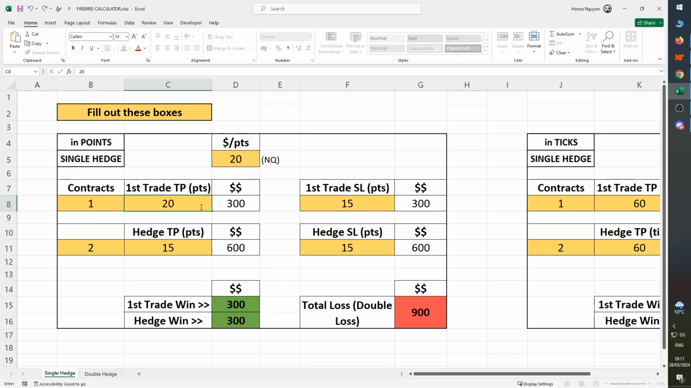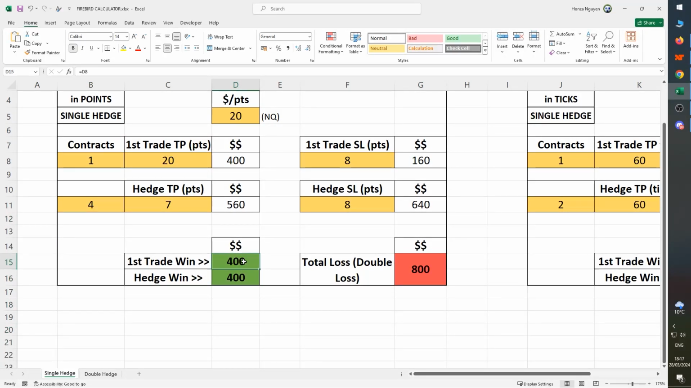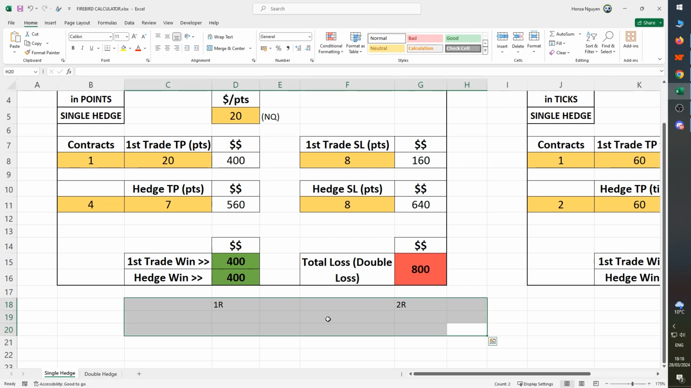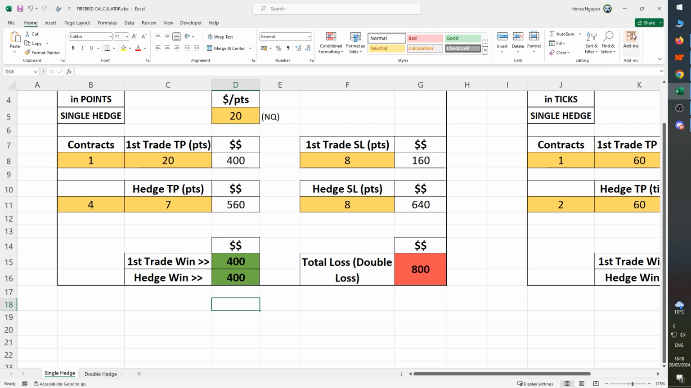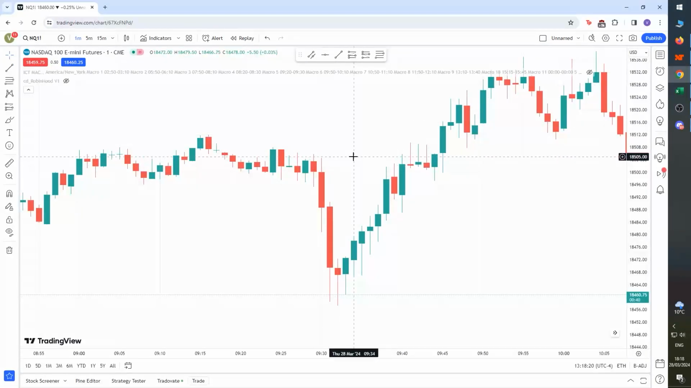My setting is 20 points take profit, 8 points stop loss, 8 points stop loss on the hedge, and 7 points take profit for the hedge contract. So what this means is my first trade and my hedge win is half of the losses. So it's 1 win and 2 losses. So I get my losses back with 2 wins. That is my settings. And the trading hours I do is London time.